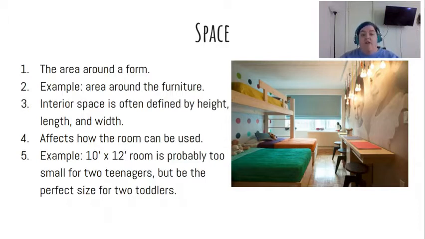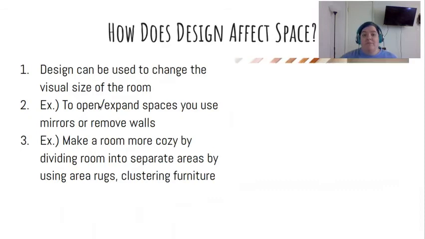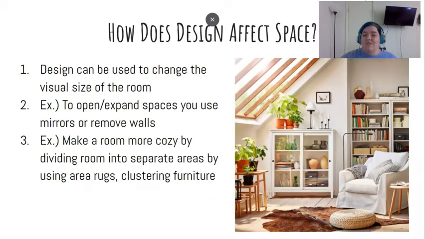For example, if you had a 10 by 12 room, it's a decently sized room, but it's probably too small for two teenagers to coexist together in, even if you had bunk beds. However, if you had two small children, like toddlers, that shared the space, you could have two bunk beds in there, or even two smaller twin size beds, and that would still leave them plenty of space to play around in. So, a 10 by 12 room may be great when they're little, not so great when they're taller.